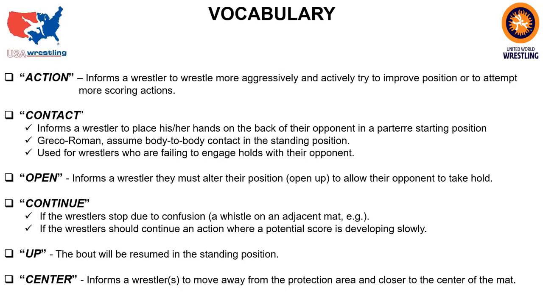Continue. Now, we use continue when the wrestlers have stopped due to some sort of confusion. A whistle on the adjacent mat goes off, and the wrestlers on my mat stop, and they're confused. This is where you want to look at the wrestlers and say "continue." Now, when you do that, make sure the wrestlers are in a safe position, that you don't have one wrestler barreling down on the other one. If it's safe and you can just continue without having to blow the whistle to stop it, say continue, and they'll go right back to wrestling.